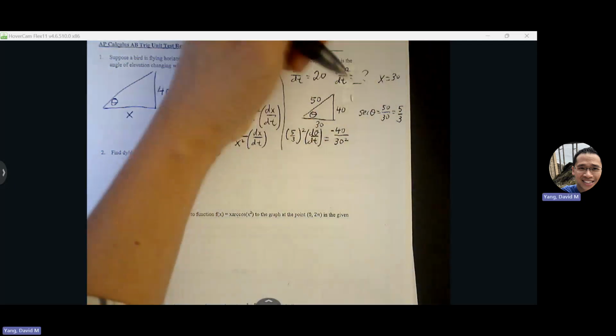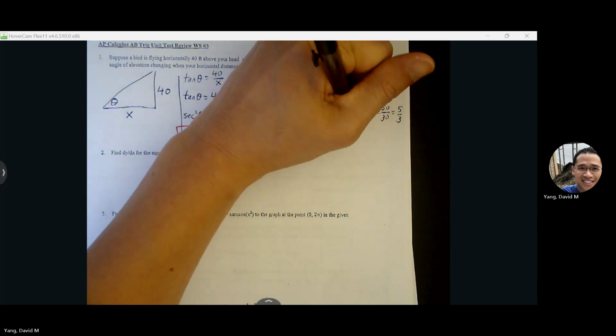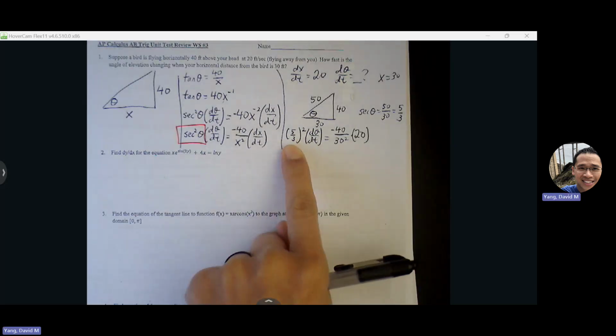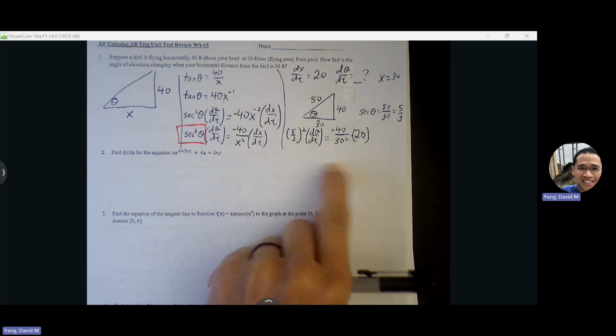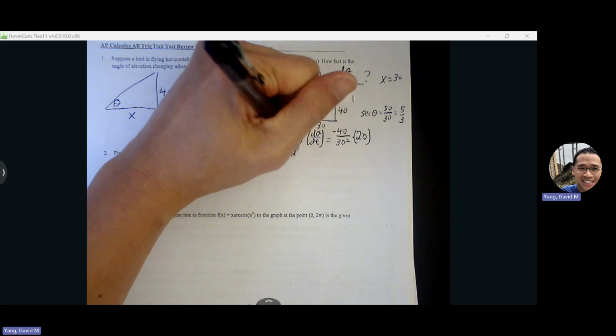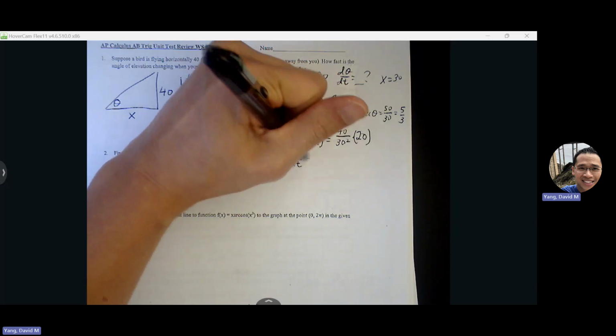dx dt, which is 20. Okay. We know that 5/3 squared is 25 over 9. Flip that over to the other side, becomes 9 over 25. And the rest can just go in our calculator to find a numeric value that represents d theta dt.